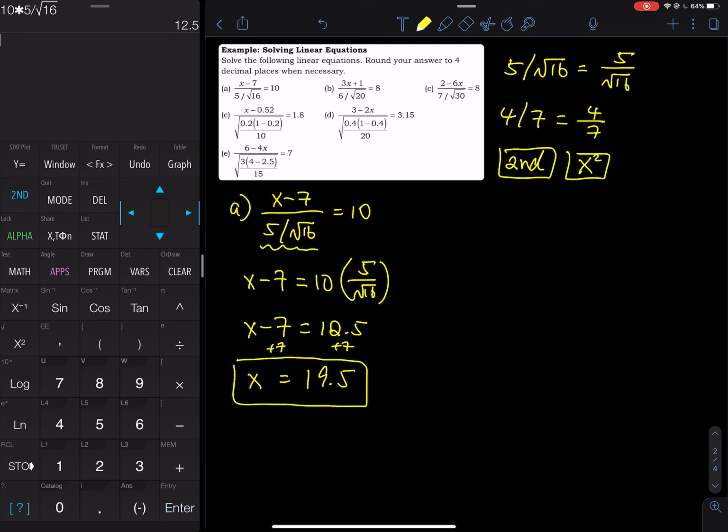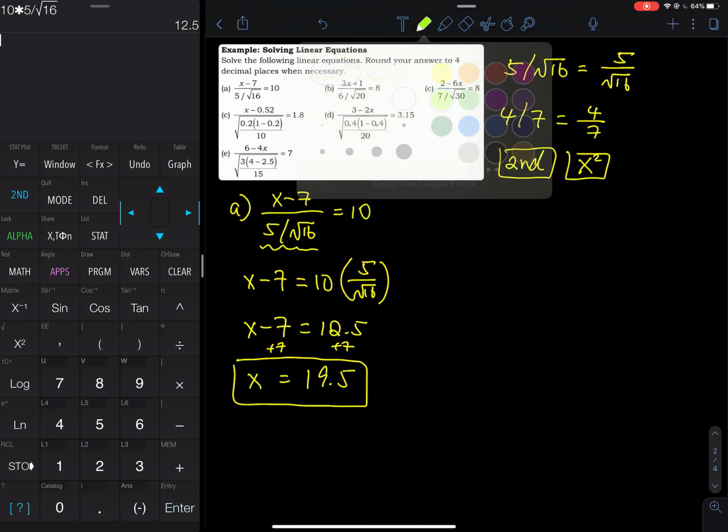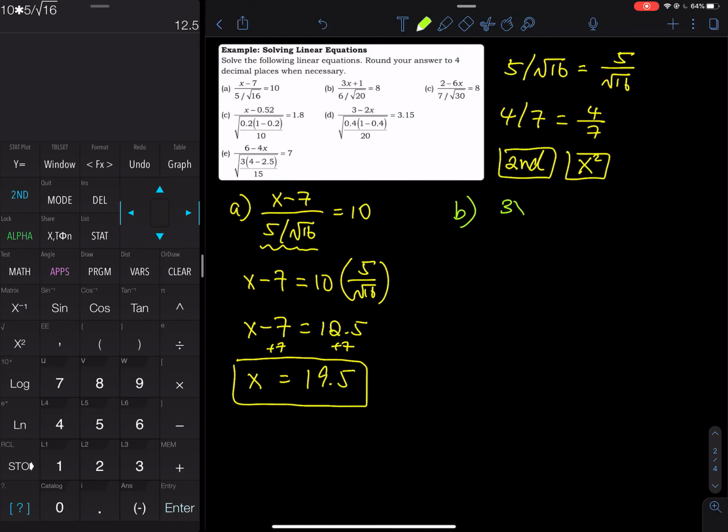That's the first one. Okay, B, we have a similar problem in B. So B is 3x plus 1 divided by 6 over square root of 20, that is equal to 8. Let's multiply the denominator. So 3x plus 1 is equal to 8 times 6 divided by square root of 30. 3x plus 1. So we have 8 times 6 divided by square root of 20. 20 or 30? 20. I wrote 30.